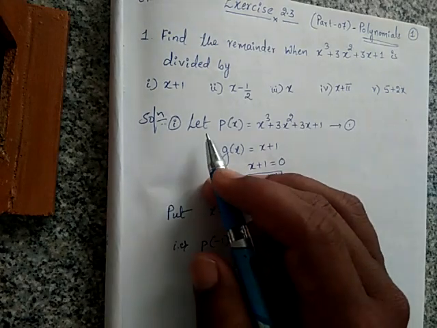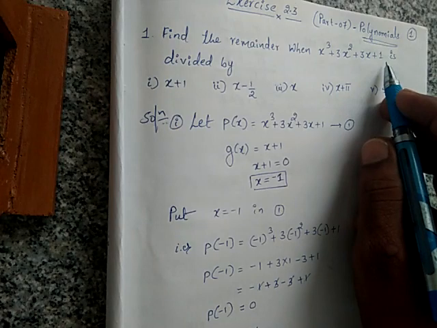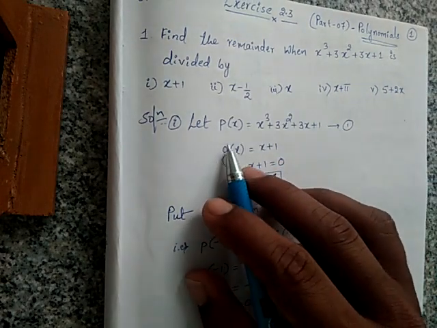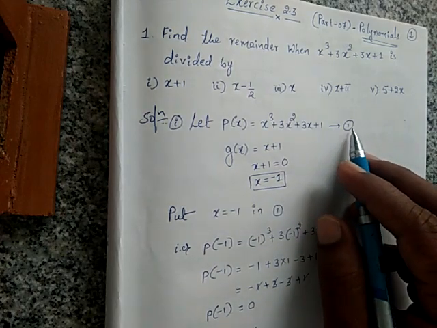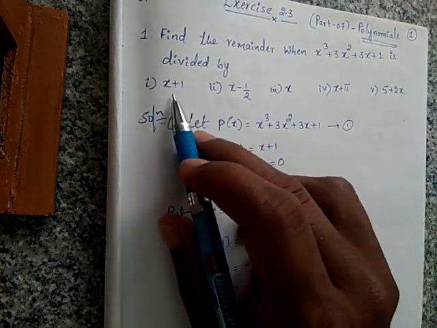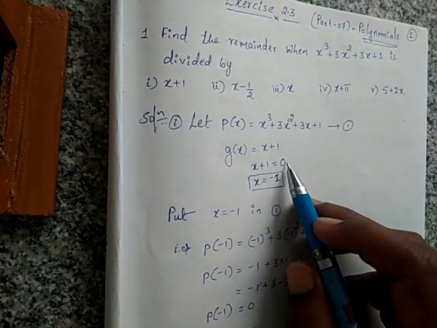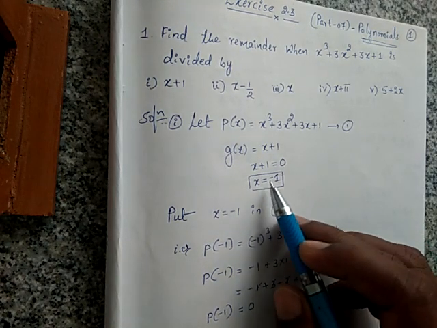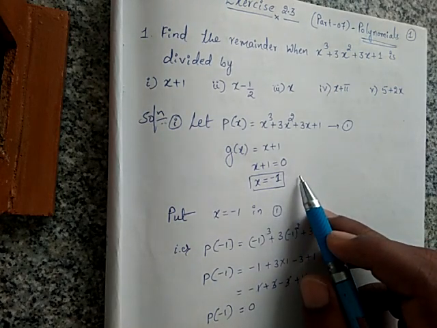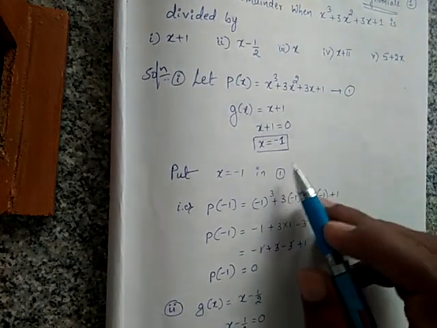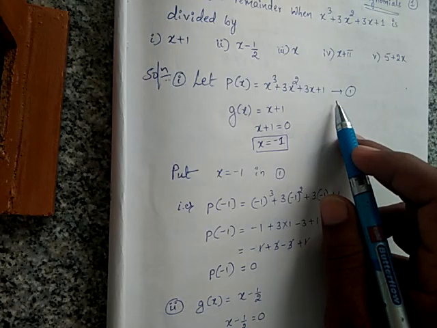So let us consider the given polynomial x cube plus 3x square plus 3x plus 1 as p of x, which I will call polynomial 1. Then what is g of x given here? First question, x plus 1. So x plus 1 is equated with 0. What happens here? x is equal to minus 1, because plus 1 is transferred to the right hand side, so plus will become minus. Okay, so now put x is equal to minus 1 in the first polynomial.